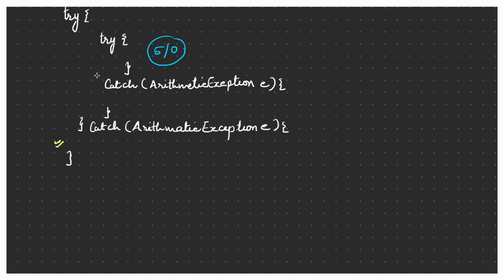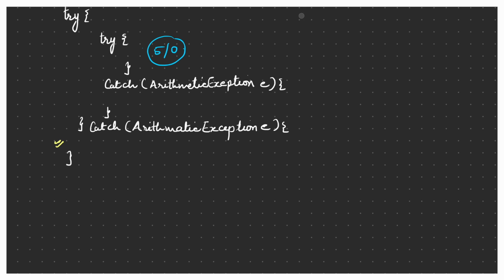I'll repeat myself. Let's say we have nested try and catch blocks, and there is an exception in the try block, and it is handled by the inner catch block. Then the outer catch block will not get executed because the exception has been handled. In a program, an exception has to be handled only once. So this is the first case.